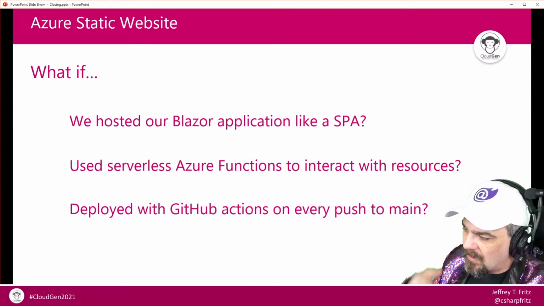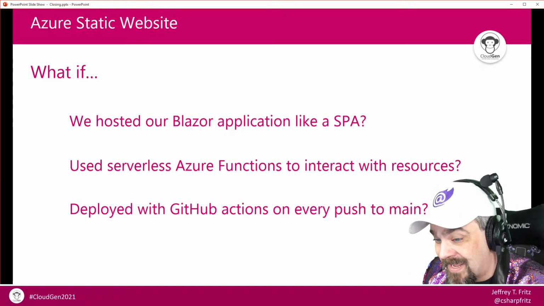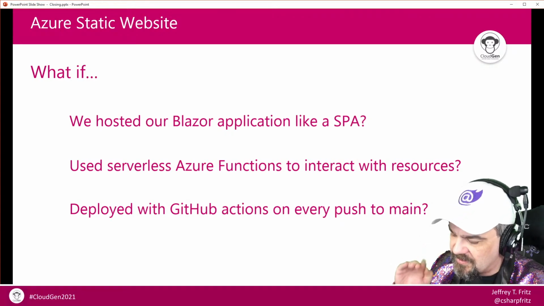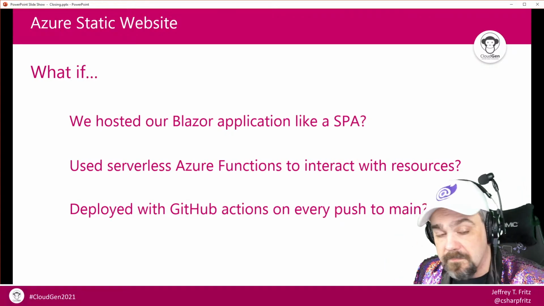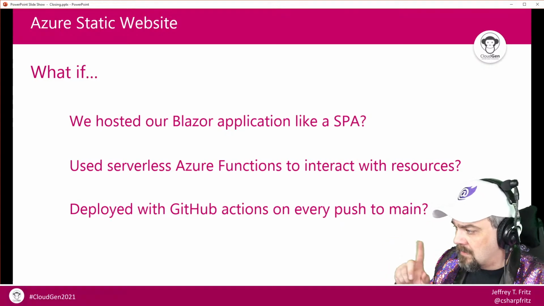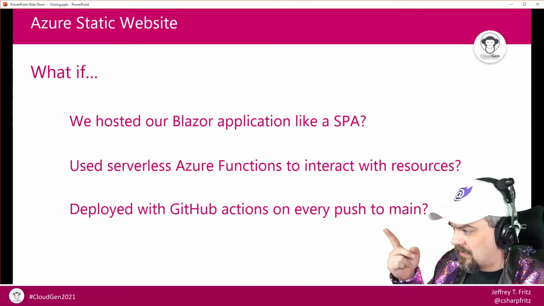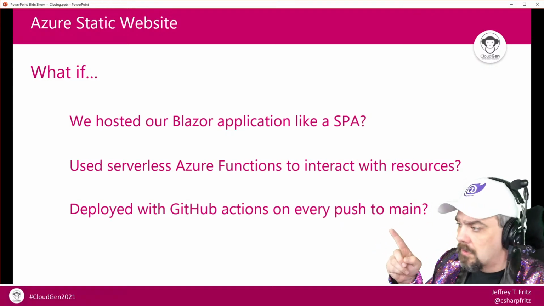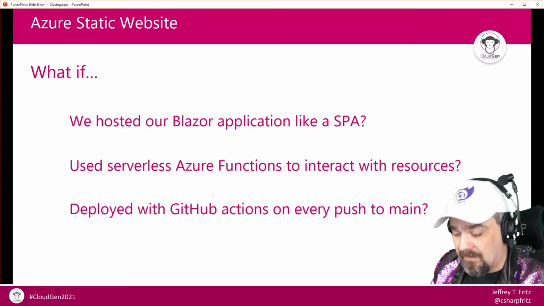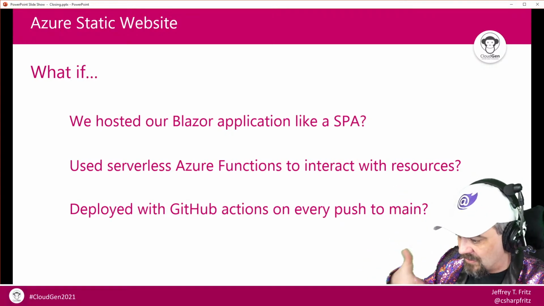And how about this one? What if we could deploy our application using GitHub Actions on every push to the main branch? All right, that's compelling. I don't like setting up continuous integration all the time. This is pretty cool. Azure Functions, I like not having to worry about managing a server out there.